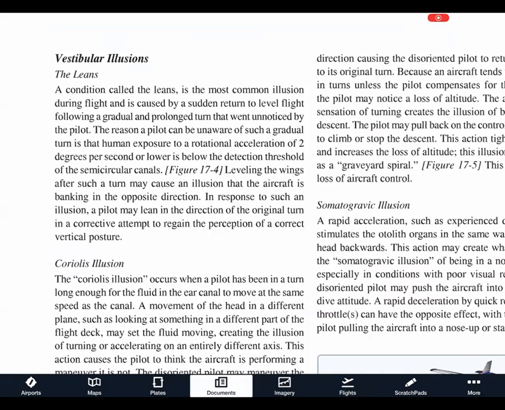A condition called the leans is the most common illusion during flight and is caused by a sudden return to level flight following a gradual and prolonged turn that went unnoticed by the pilot. So let's revert back to what we talked about before with those semicircular canals. Imagine you're in a prolonged turn, maybe even not intentional. Maybe you unintentionally roll into a turn and it was such a slow rate of roll that it didn't, of course, catch your eye or alert you with your systems.